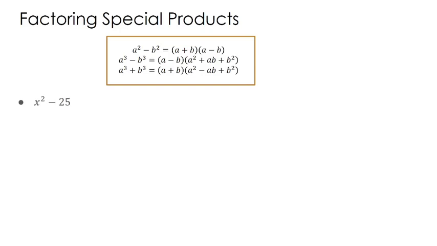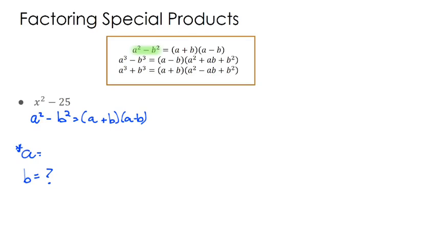Whenever I'm looking at this first example, x squared minus 25, out of my three examples up top, it looks a lot like a squared minus b squared. And if it takes that form, our factoring will be easy because we can just factor it as a plus b times a minus b. So the question we're asking ourselves for this binomial is, what is the a value and what is the b value?